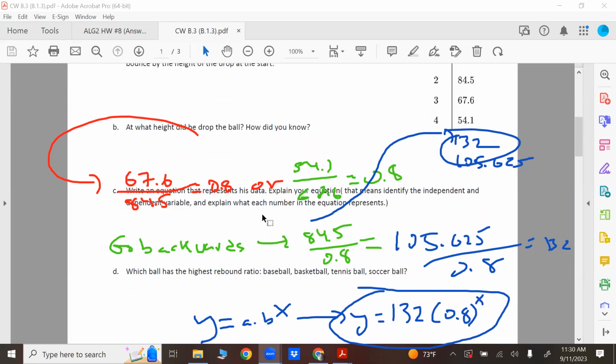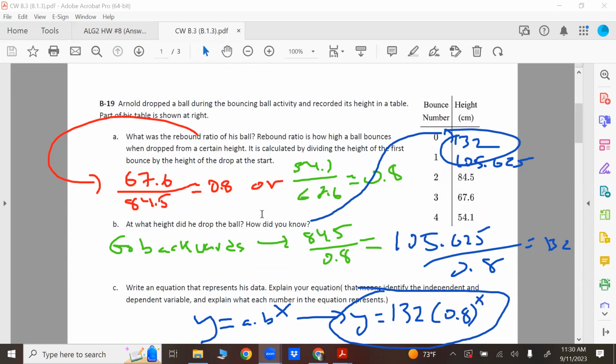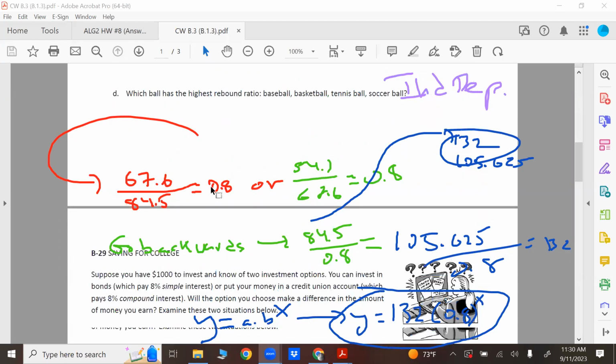And then the next one's just kind of more speculation. And by independent variable, we talked about this. Independent is going to be bounce, always x. Dependent is y. The height depends on the bounce number, right? The bigger the bounce number, the lower the height, right? Because that's just physics or gravity, whatever you want to call it.